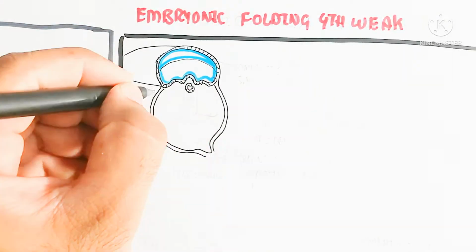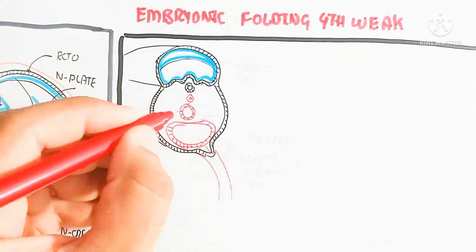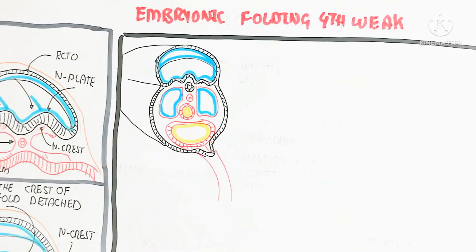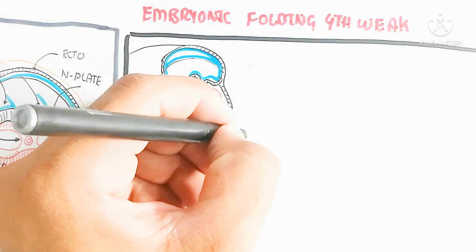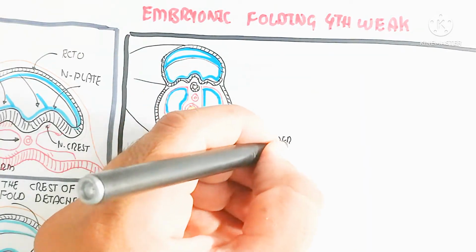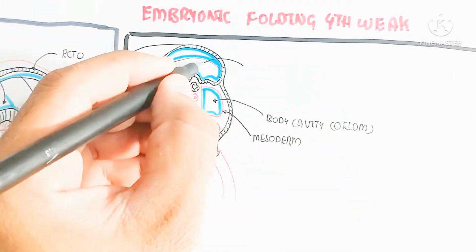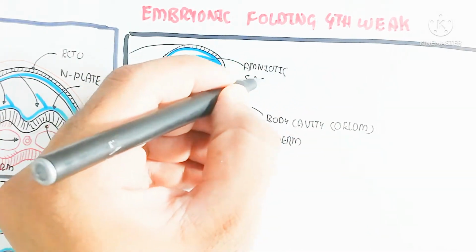So let's begin to understand the embryonic folding in the fourth week. After the third week, the fourth week will begin the embryonic folding. So here I'm drawing. Here is the umbilical cord, the allantois, and the yolk sac. This is the primitive umbilical cord that will be formed.